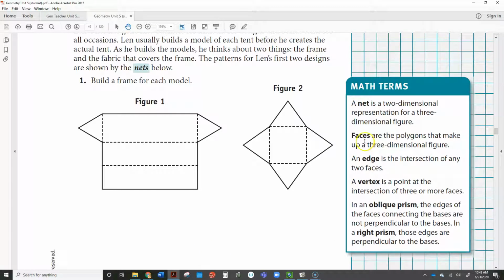Alright, so let's look at some of these other terms. Faces are the polygons that make up the three-dimensional figure. So every single one of the shapes right here, these are all faces, okay? An edge is the intersection of two faces. So when I fold this piece up, this piece right here and this piece right here are going to stick together to make an edge. So those two things right there will be where the two faces connect.